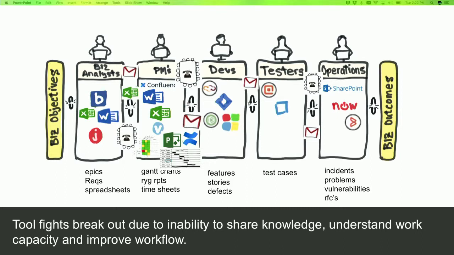And so the communication, this is what I'm seeing. It's done manually through handoffs, through emails, through Slack channels, through spreadsheets, and status meetings. Right? Like we all have a value stream, but we tend not to design it or architect it the way that we would architect products. And so we see tool fights break out.